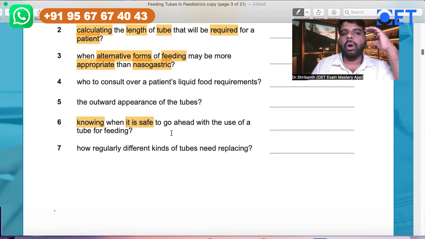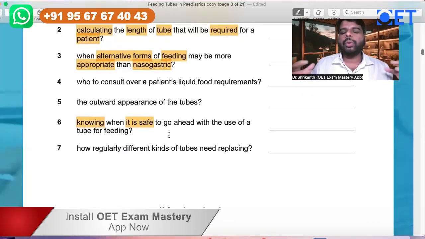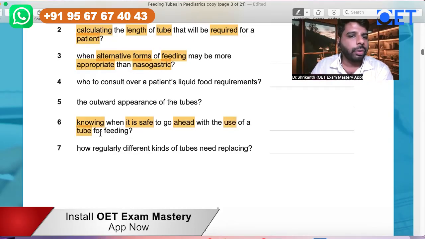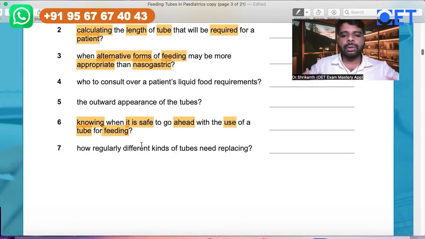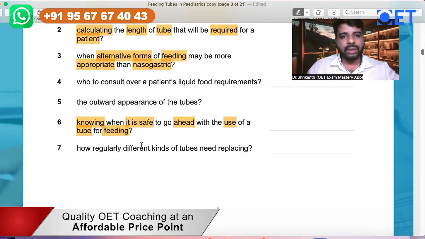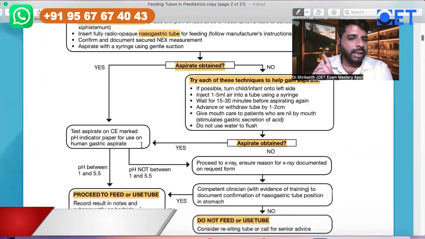Okay, so knowledge. When do we get the knowledge that it is safe to go ahead with the use of a tube for feeding? We have a patient over here and we want to know whether it is safe for the patient to be given the NG feeding tubes. So here we have a flow chart, and see over here it is safe.